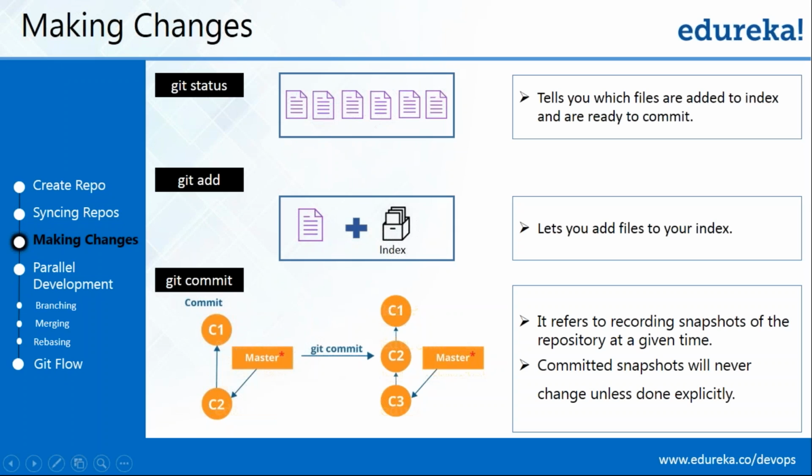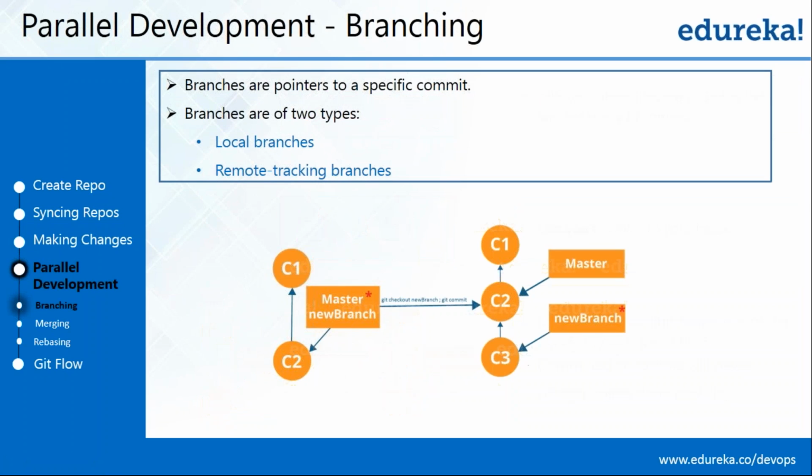Okay, so let us go back and see the next operation, which is how to do parallel development or a nonlinear development. And the first operation is branching. Now we've been talking about branching a lot, and let me just tell you what exactly is branching and what exactly you can do with branching.